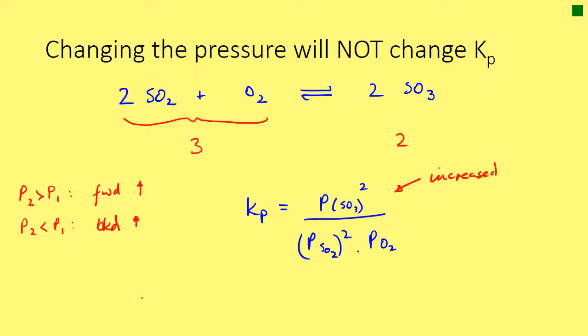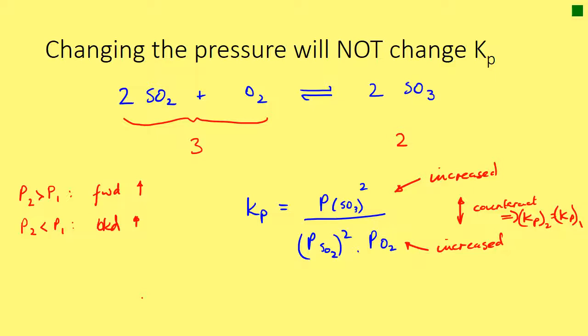So if that was the only change, then Kp would change. But what happens simultaneously is that you've increased the pressure, so you've also increased the total pressure, including the pressure of your 2 reactants, SO2 and your oxygen. And these two changes counteract each other. They balance each other out. So the fact is that Kp at P2 is the same as Kp at P1.